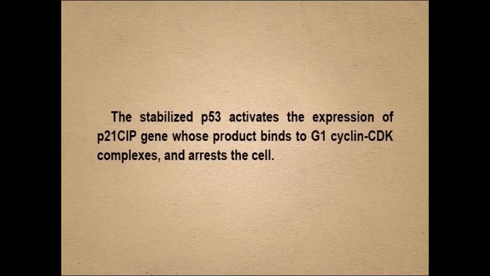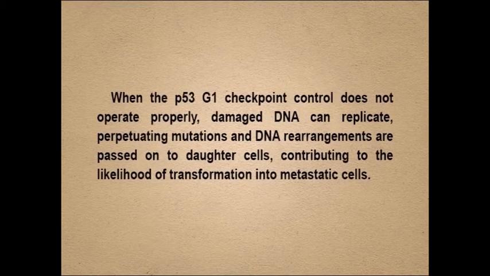When the p53 G1 checkpoint control does not operate properly, damaged DNA can replicate, perpetuating mutations, and DNA rearrangements are passed on to daughter cells, contributing to the likelihood of transformation into metastatic cells.